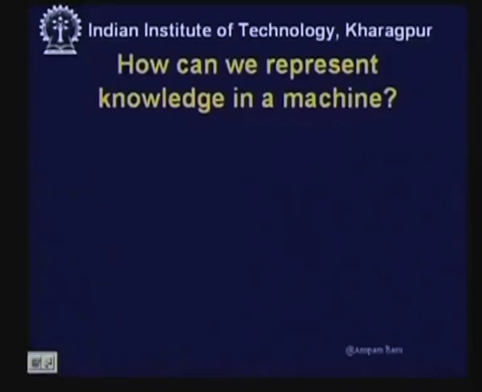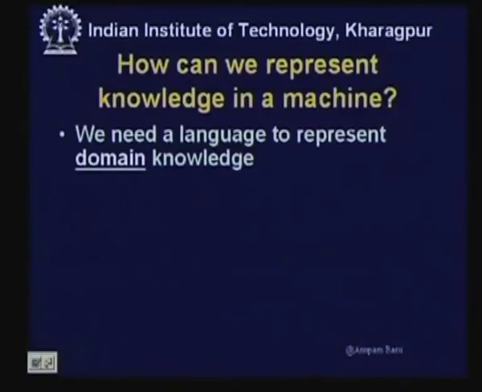But in order to build a machine that will act intelligently, it is mandatory that we must have a means of representing knowledge. How to represent knowledge in a way that a machine can understand it? That is all we are going to learn in this lecture and in the subsequent lectures in this module. Knowledge representation. How can we represent knowledge in a machine?